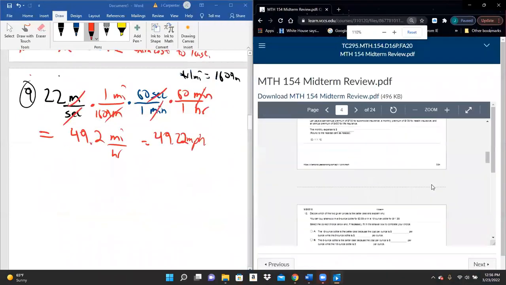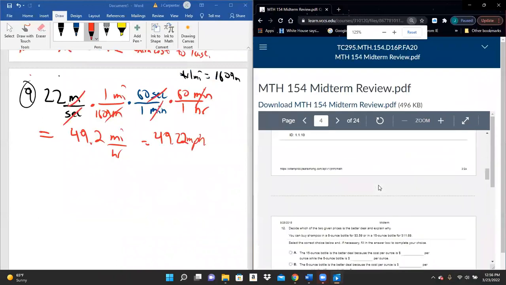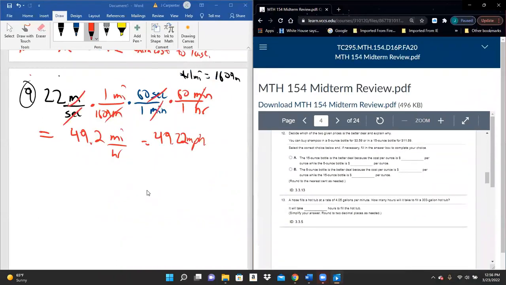Wow, come on. That was why the zoom was off. Okay, now I know why.